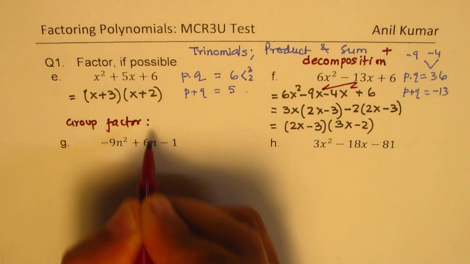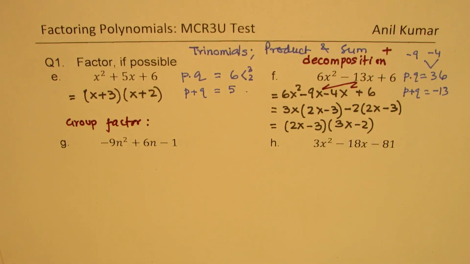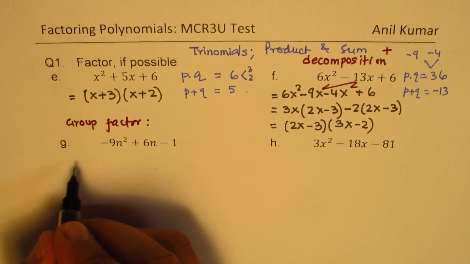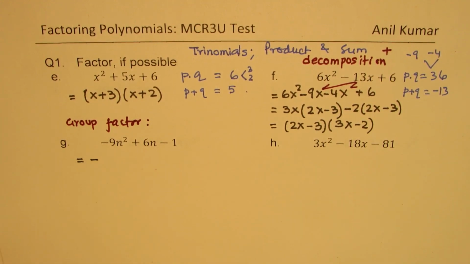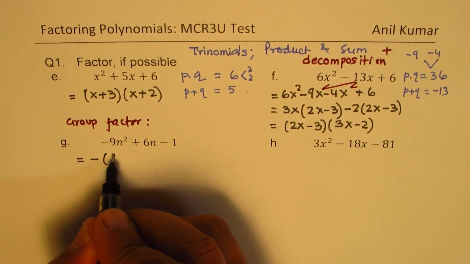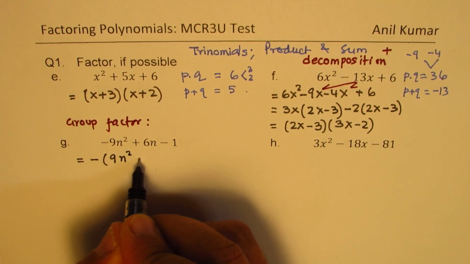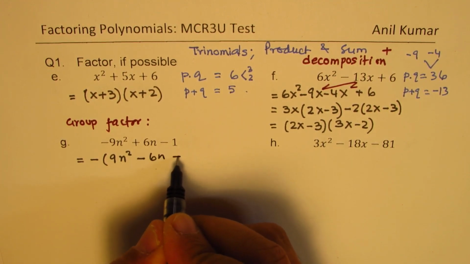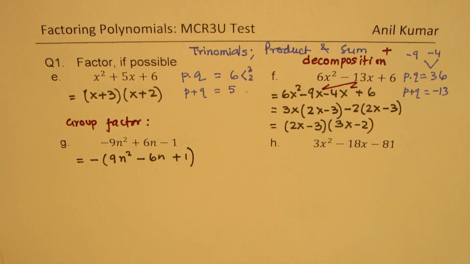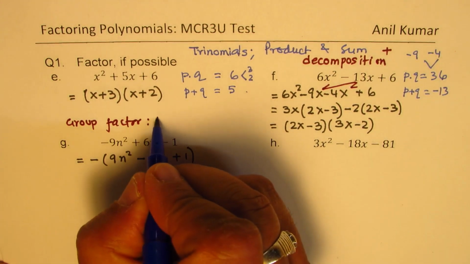Now, you will think, what group factor? Well, it is the negative sign which we could factor out. So we could take the negative out, and once you do that, you get 9n squared minus 6n plus 1. Do you see that? Now, once you do that, this seems to be a perfect square. So then this technique we are combining with the perfect square.